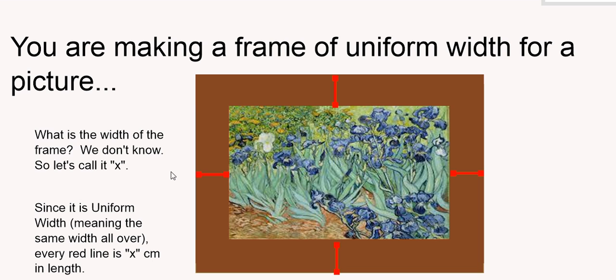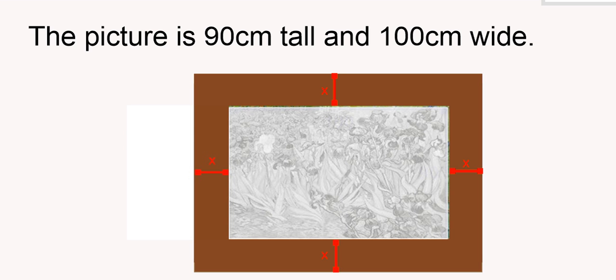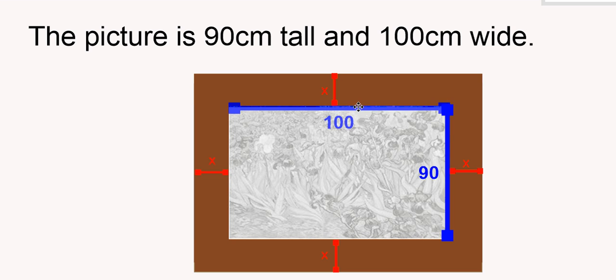Well, we don't know. And when you don't know it, that's when you call it x. So each of these red widths is going to be defined as width x. So that's the first step, is to define variable x to be the width of the frame. Now, we're also told that the picture is 90 centimeters tall and 100 centimeters wide. So that's more information that we're going to need.